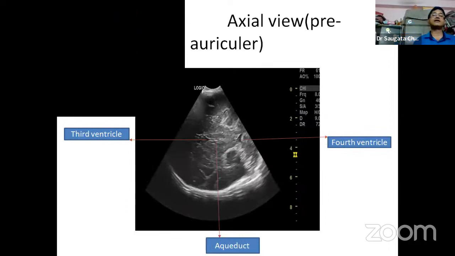And this is called the axial view. How is the axial view done? You go along the coronal suture, the coronal line, and go up to this area, the temporal area, the preauricular area. It is called the axial view, also called the ventricular view. All the ventricles are visible in this view. These are the small lateral ventricles; when they become pathological, they are visible more. This is the third ventricle, this is the fourth ventricle, and this is the aqueduct.